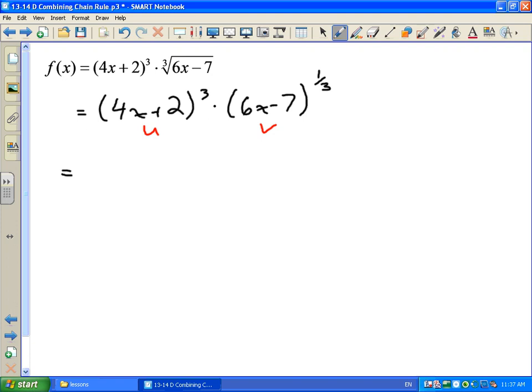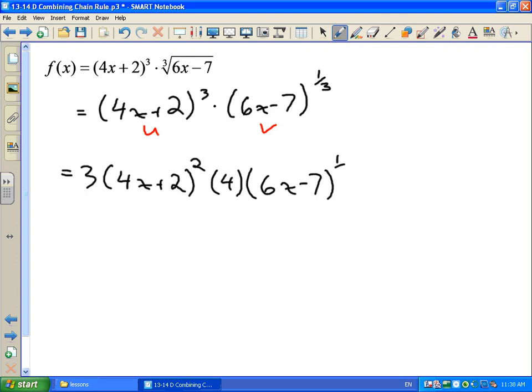First thing we want is u primed. So we're going to bring down the 3. The inner function stays inside there, and we subtract 1 from the exponent to leave us with an exponent of 2. And then we multiply that by the derivative of what's inside the brackets. So that's just all times 4. And we need (6x minus 7) all to the 1/3. So this whole thing here is my u primed, and that's my v.